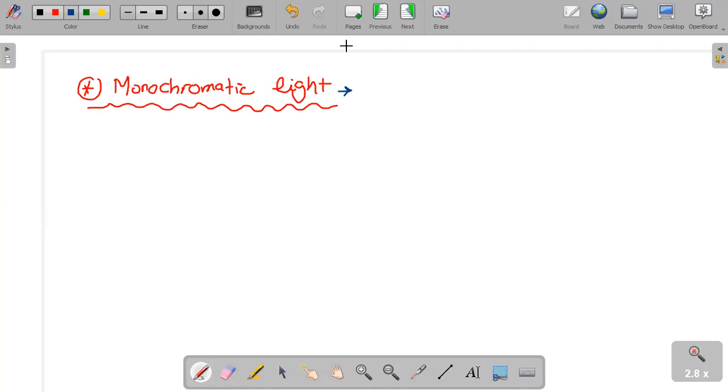The monochromatic light is a single frequency light, or light with a single frequency.